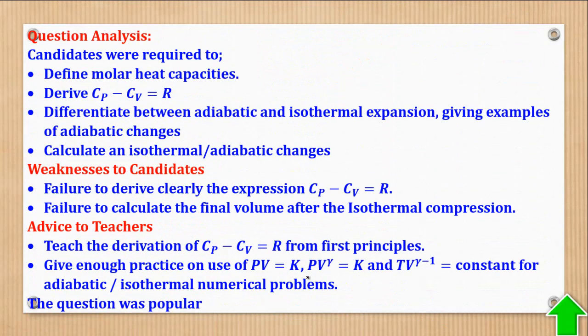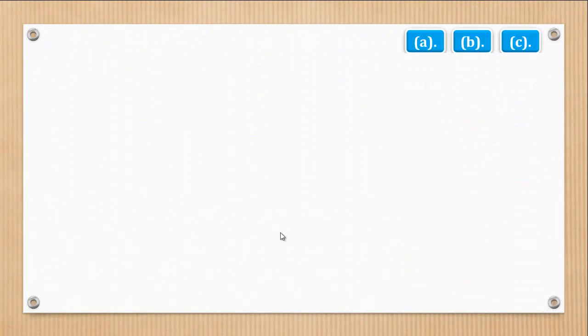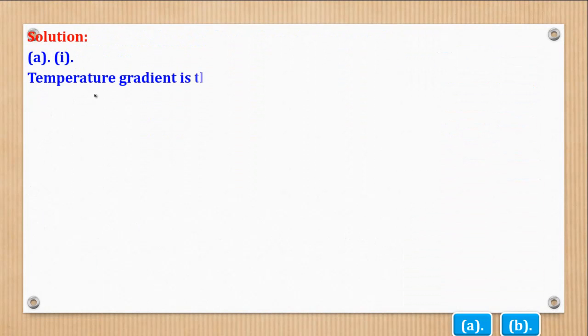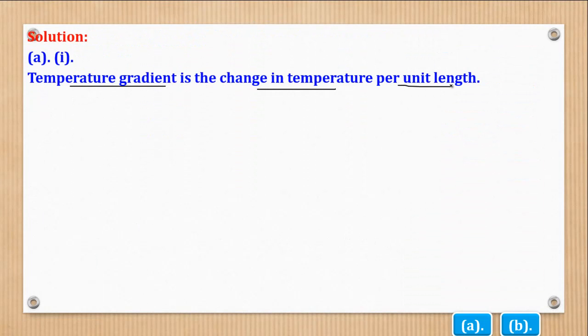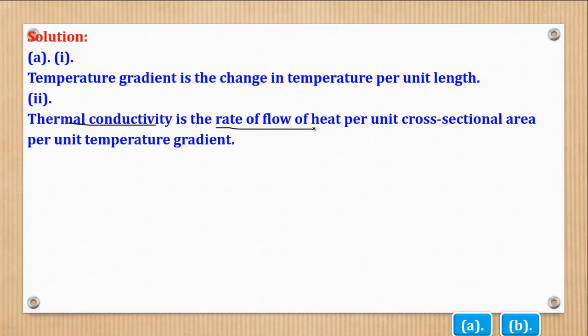So that's the question analysis for that question. Then we shall go to question 7, part A, define the following. Roman 1, temperature gradient. Roman 2, thermal conductivity. So temperature gradient is the change in temperature per unit length. Then thermal conductivity is the rate of flow of heat per unit cross-section area per unit temperature gradient.